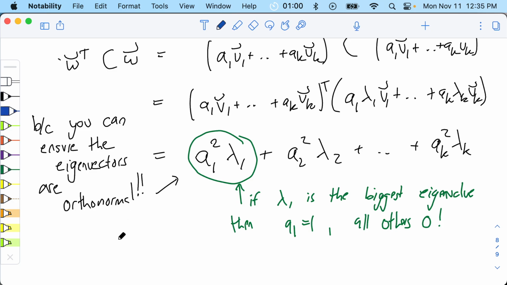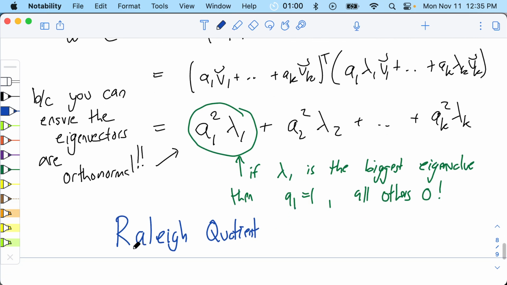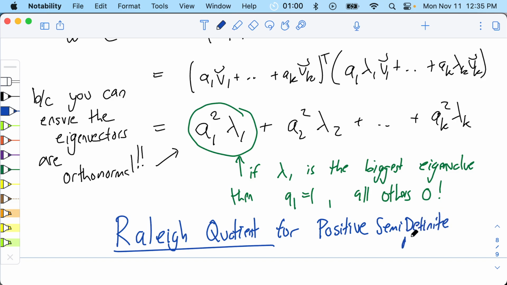This idea, by the way, is called the Rayleigh quotient. The Rayleigh quotient, if you've seen it before, and if you had a good linear algebra class when they talked about eigenvectors and eigenvalues, they would have told you about the Rayleigh quotient. This is for positive semi-definite matrices. And this is why it works.